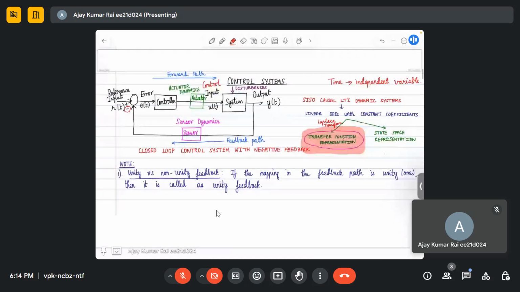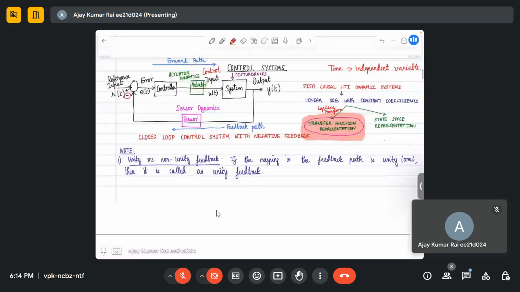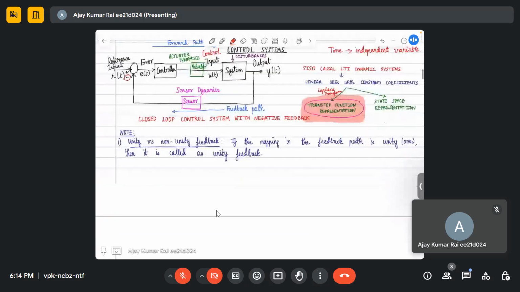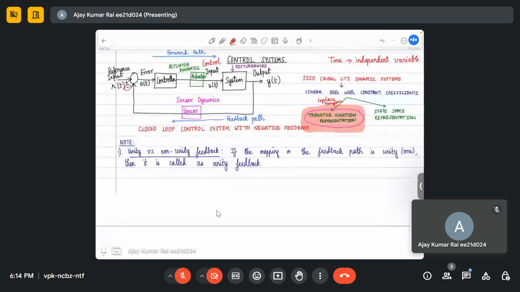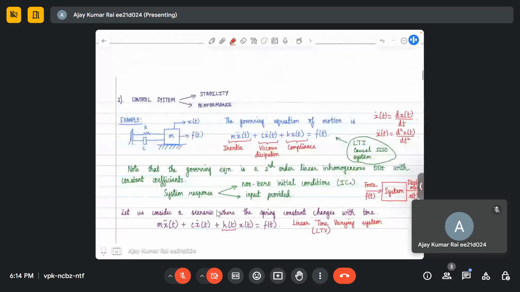Unity feedback: if the sensor gain is equal to 1, we'll have unity feedback, and if it's not equal to 1, we'll have non-unity feedback. So the control system problems, stability and performance, we are going to deal with in the further weeks.